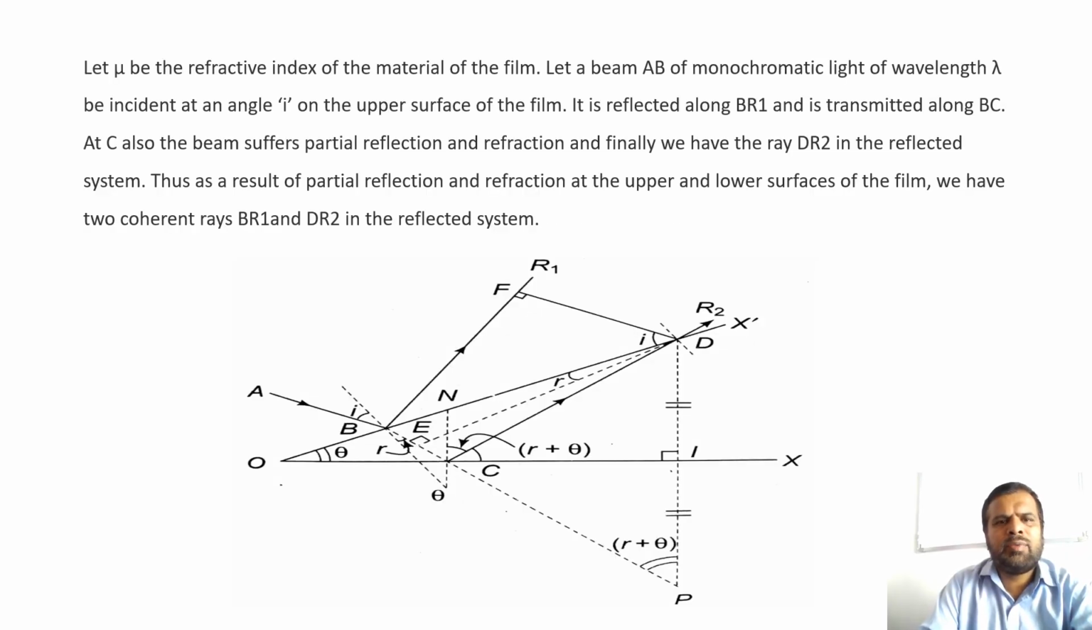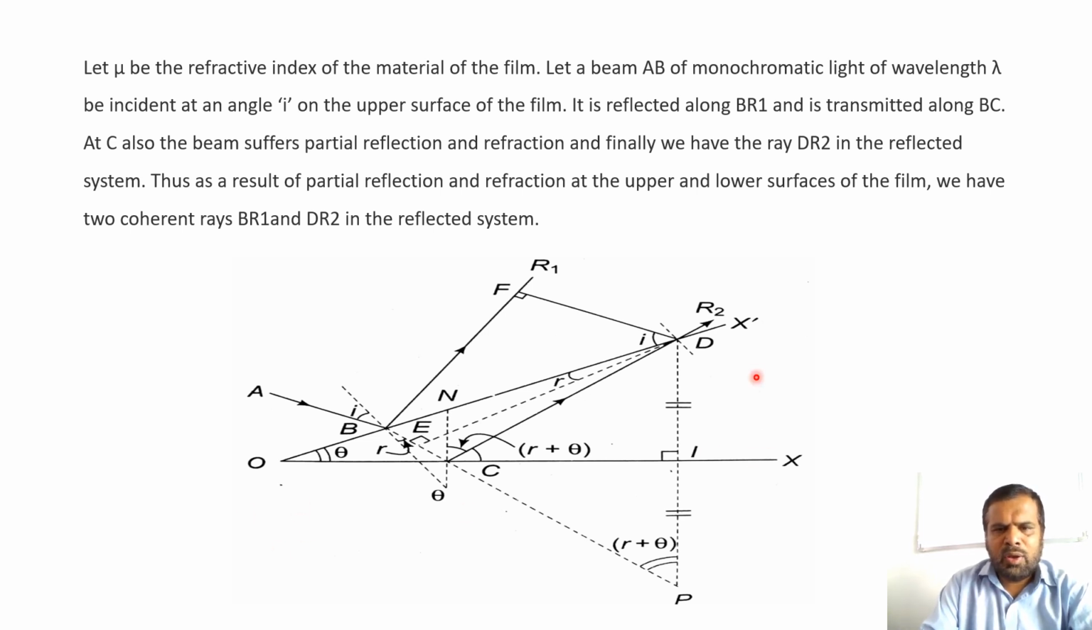Let mu be the refractive index of the material of the film. Let a beam AB of monochromatic light of wavelength lambda be incident at an angle I on the upper surface of the film. It is reflected along BR1 and is transmitted along BC. At C, also the beam suffers partial reflection and refraction. And finally, we have the ray DR2 in the reflected system. Thus, as a result of partial reflection and refraction at the upper and lower surfaces of the film, we have two coherent rays BR1 and DR2 in the reflected system.